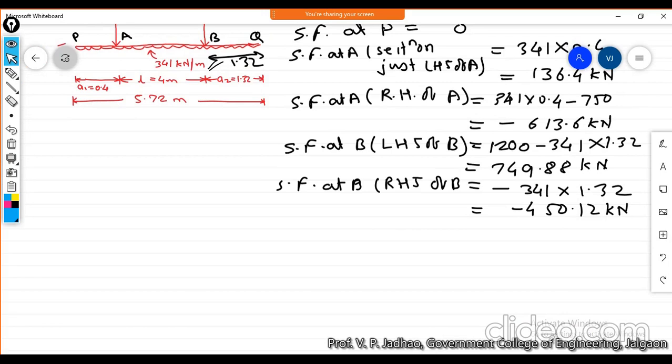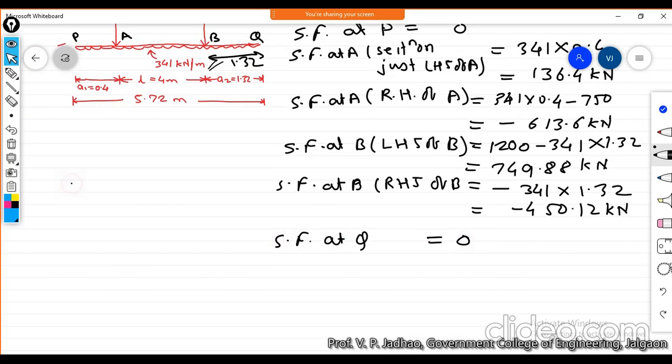Again, the shear force at point Q, this point is Q, will be equal to 0. Therefore, if we draw the shear force diagram, it will be something like this. We have at A, I think it is 136.4, so draw like this. Again here it will go in downward direction.